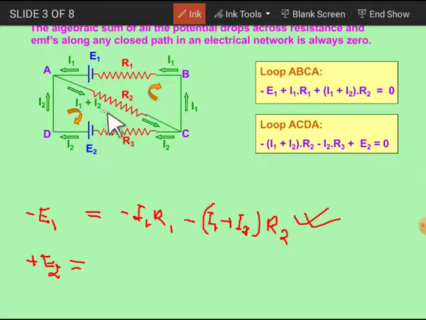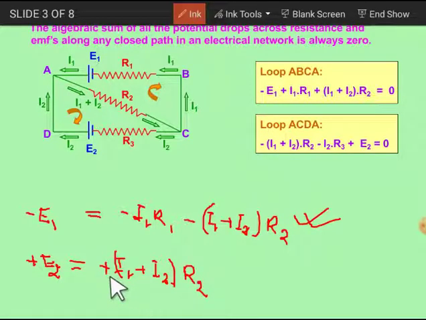And let's try to write for the potential drop across the resistors. Now we need to see whether the loop direction and the given direction are the same or not. Loop direction is from A to C, current direction is also from A to C. So we have to assign plus. Let me write plus, I1 plus I2, times R2. This is the potential drop across R2.